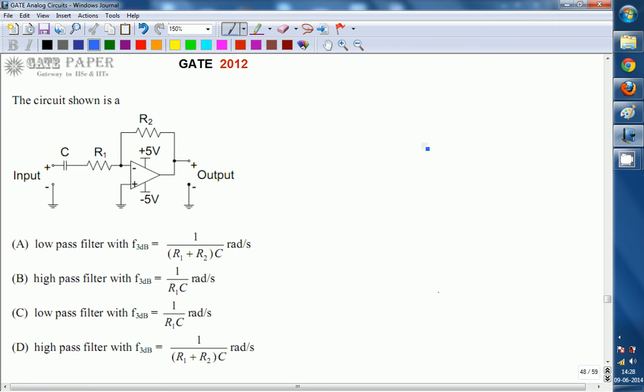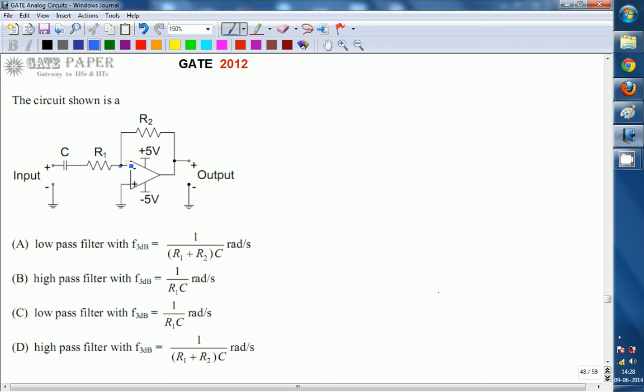So we have to find what type of filter this is and what its cutoff frequency, that is the 3 dB frequency, is. Nothing is mentioned about the op amp, which implies the op amp is assumed to be ideal. Whenever the op amp is ideal, the difference between the input terminals, VID, the differential input voltage, is 0.